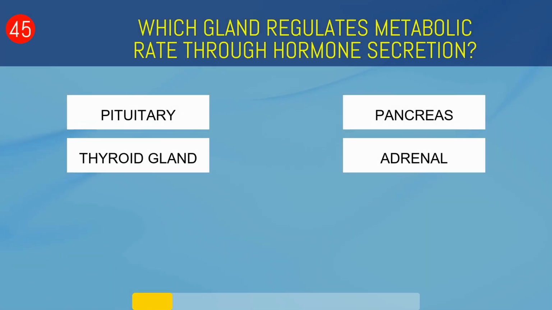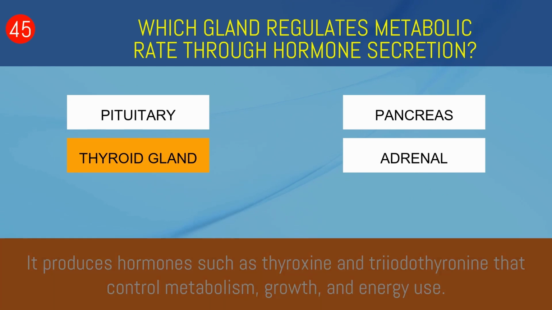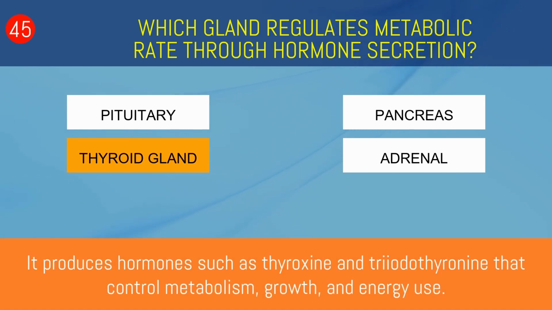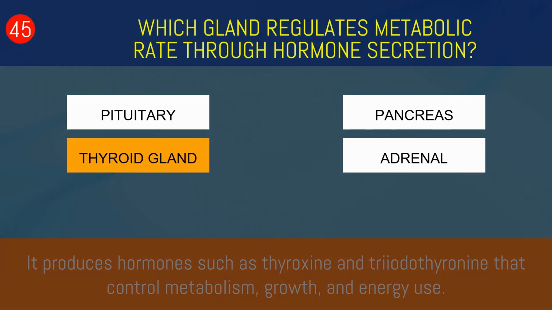Which gland regulates metabolic rate through hormone secretion? Pituitary, thyroid gland, pancreas, or adrenal? Thyroid gland. It produces hormones such as thyroxine and triiodothyronine that control metabolism, growth, and energy use.